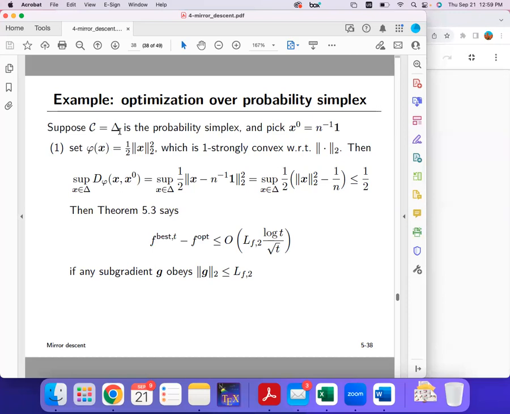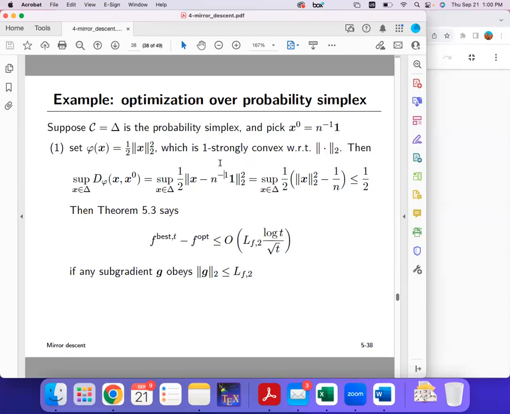Now let's compare two choices of the Bregman divergence function. The first choice, we can simply choose a very standard Euclidean distance. So phi(x) is 1/2 the square of the L2 norm, a very standard Euclidean choice. And this function, apparently, is one strongly convex with regard to the L2 norm.